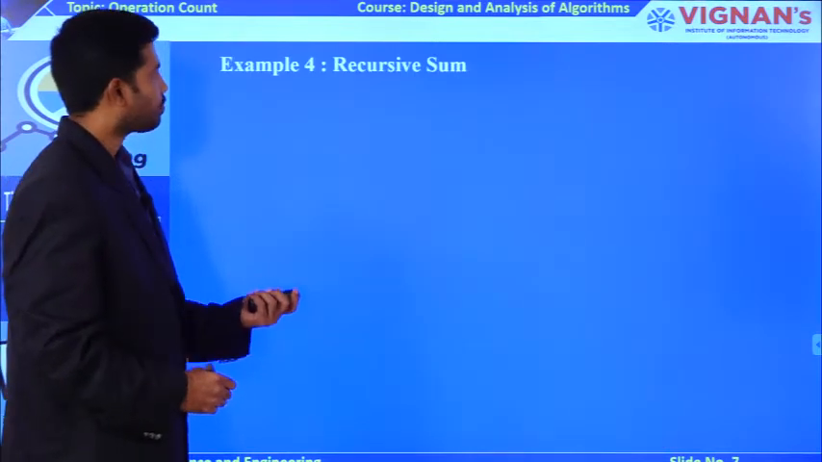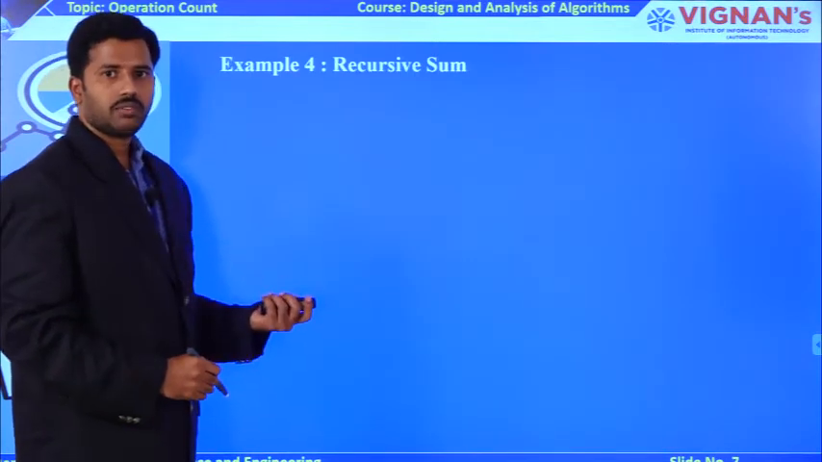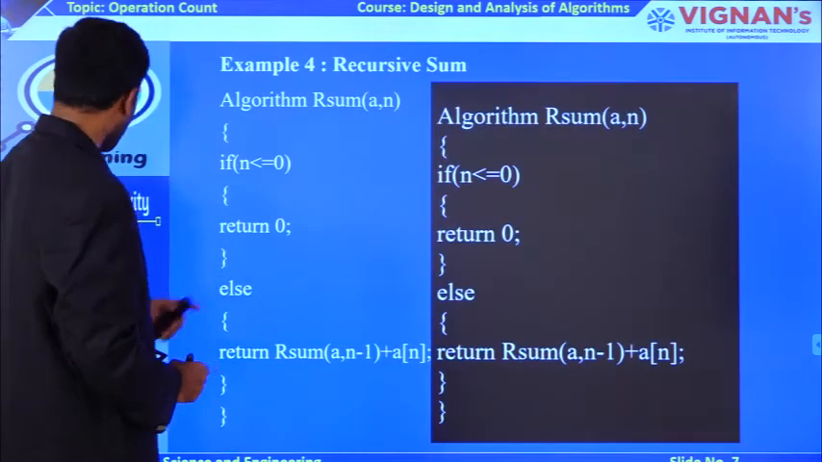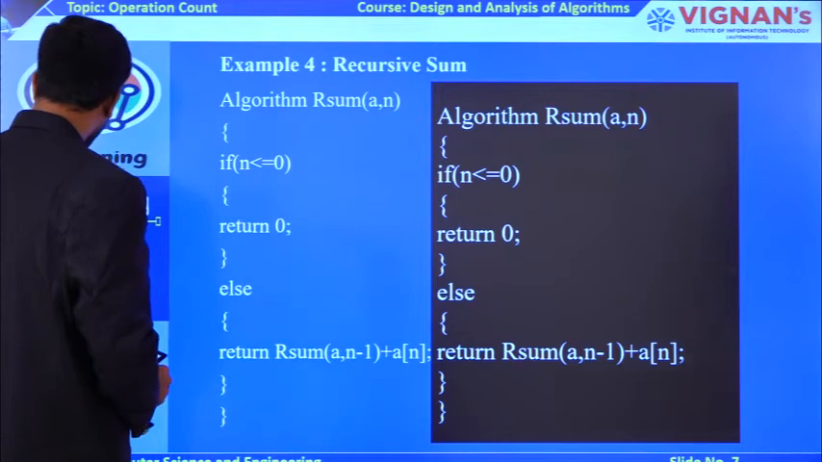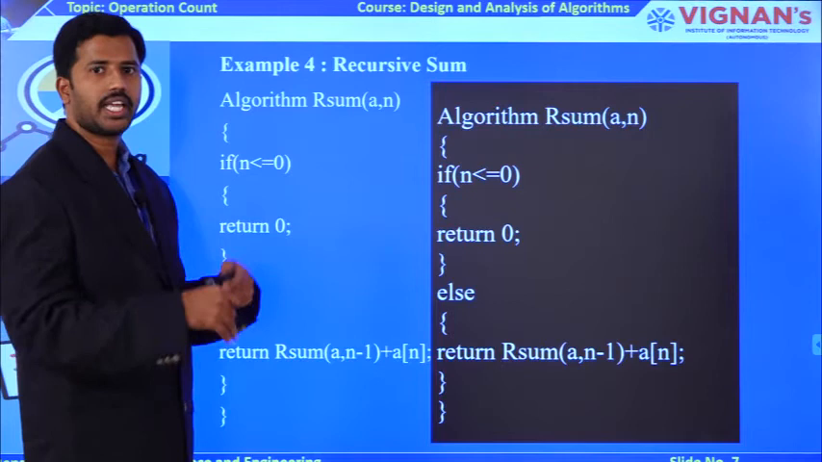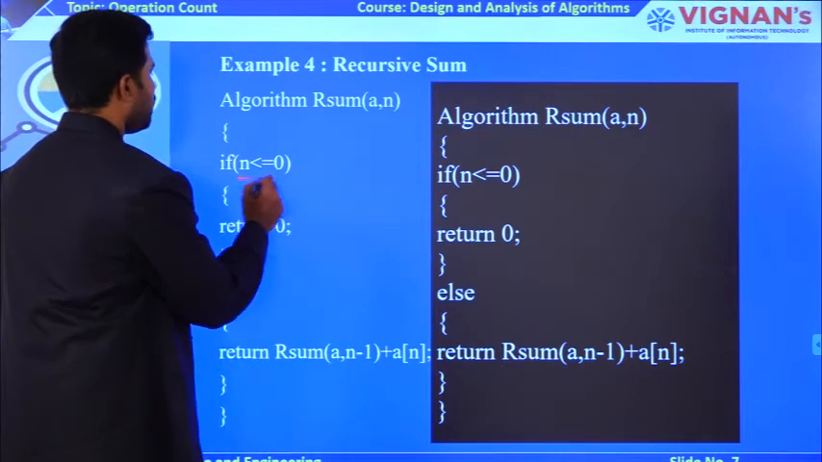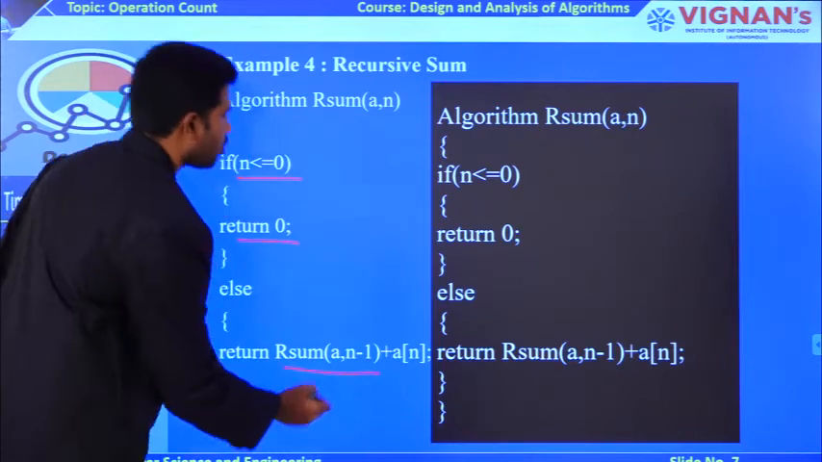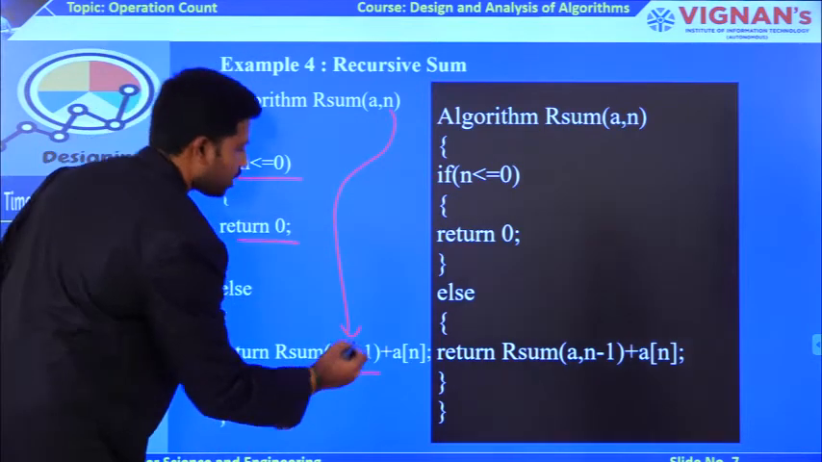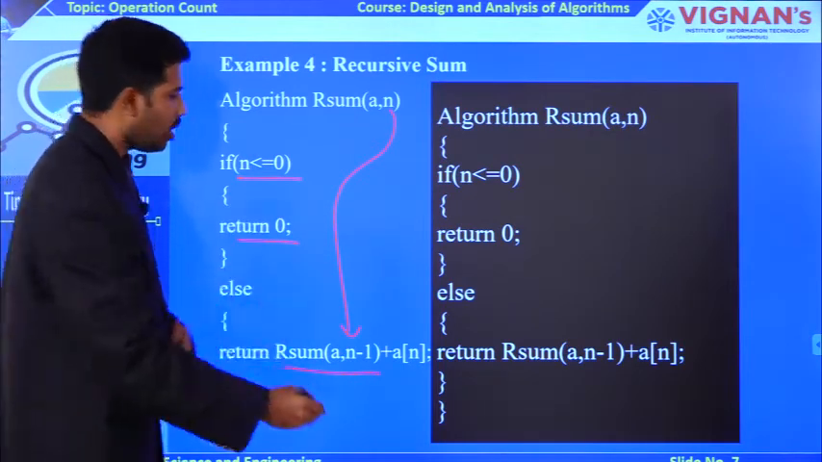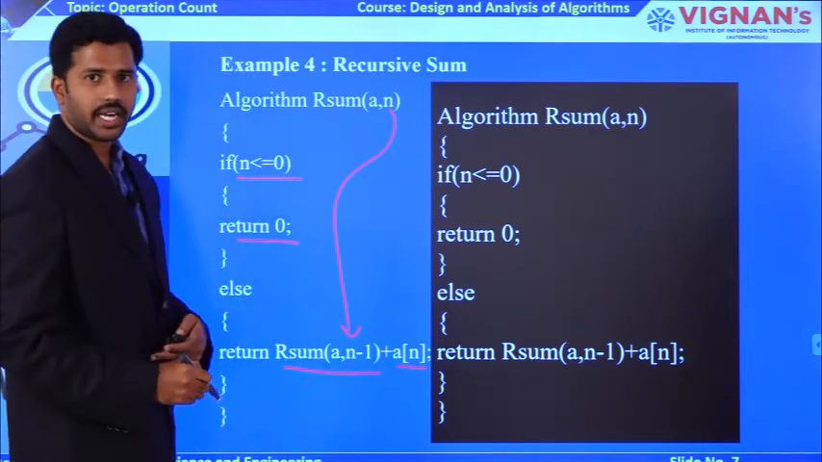Okay. Now coming to the fourth example, which is the recursive sum. This algorithm is very familiar to you, and it performs an addition operation on the elements available in the array in a recursive way. If n is less than or equal to 0, you return 0. Otherwise, you make a recursive call reducing the n parameter to n minus 1. For every function invocation, you retrieve the corresponding array index value.